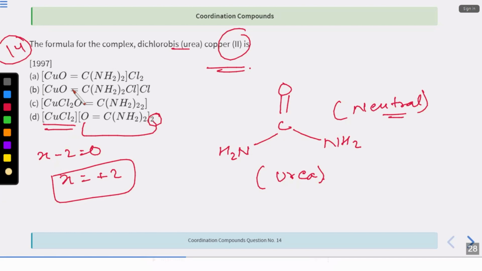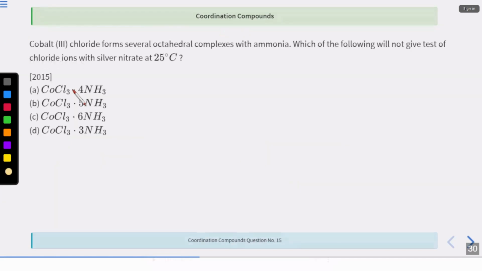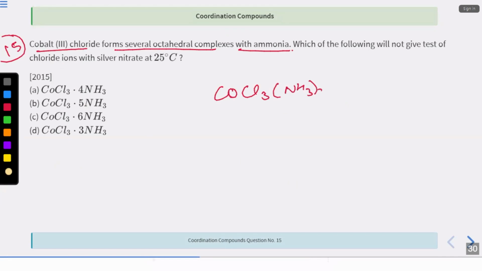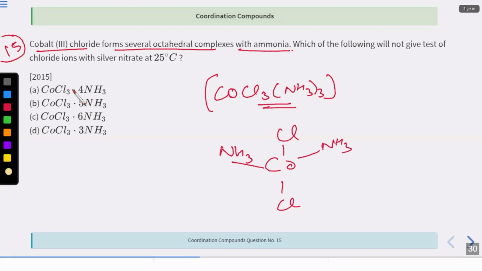So let's move ahead. Question number 15. Cobalt chloride forms several octahedral complexes with ammonia. We know which type of complexes, like this: CoCl3·3NH3. We know it can form octahedral complexes like this: Co, Cl, Cl, NH3, NH3, Cl, NH3. Okay, it can form like this.